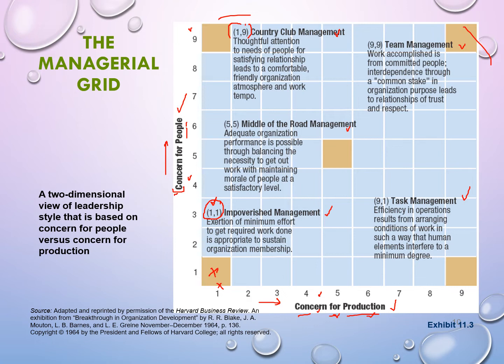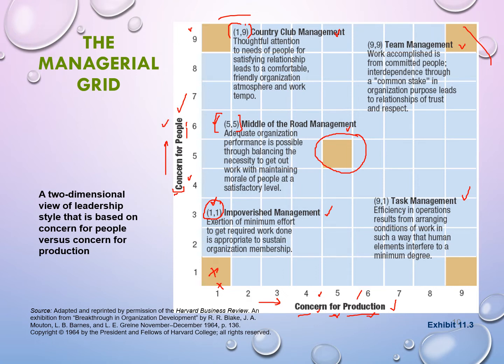Okay, now we go to the next or the third leadership style, that is middle of the road management. Okay, why is it called as middle of the road management? Because it is in the middle of the graph. Okay, at point 5 and 5. This is the coordinate for middle of the road management. So what is meant by middle of the road management style? It is a style whereby the leader has a moderate, I use moderate, not low, not high, moderate concern on production and also moderate concern on people or the employees.